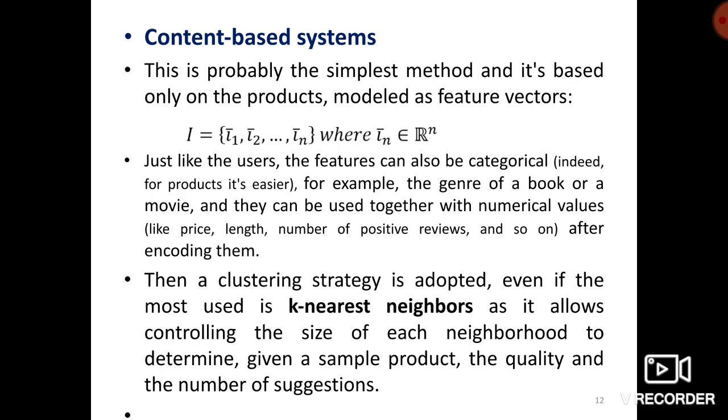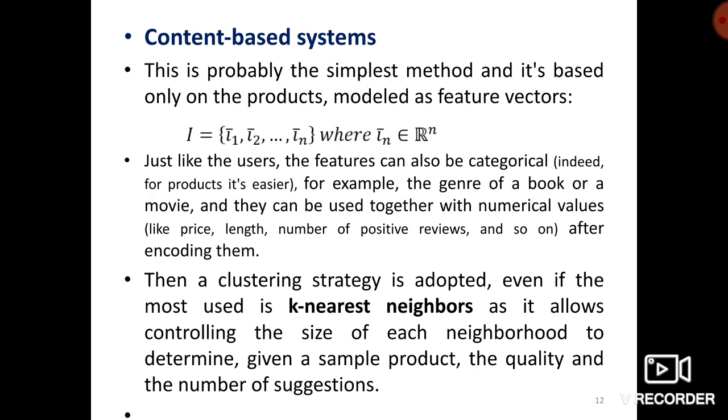In this system, which is probably the simplest method, it is based only on the products, which are modeled as feature vectors. I is equal to I1, I2, up to In, where I of n belongs to the real values or real vectors. Just like the users, the features can also be categorical. For example, suppose we have a book or movie, they can be used together with numerical values, like movies rated by the number of reviews, and books rated by their price.